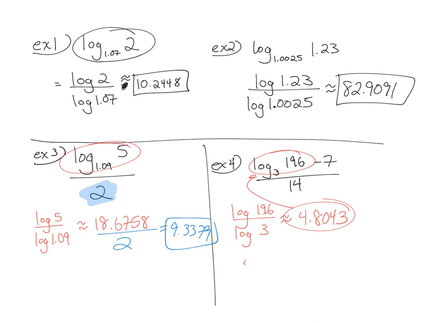So we can take 4.8043 and write it down like this, minus 7 over 14. So we have to take away 7 from the numerator and then divide it by 14, and you'll get something that is approximately 0.0575. And again, this is going to end up looking like some sort of rate for us when we start looking at more complex compounded interest examples. That's it.